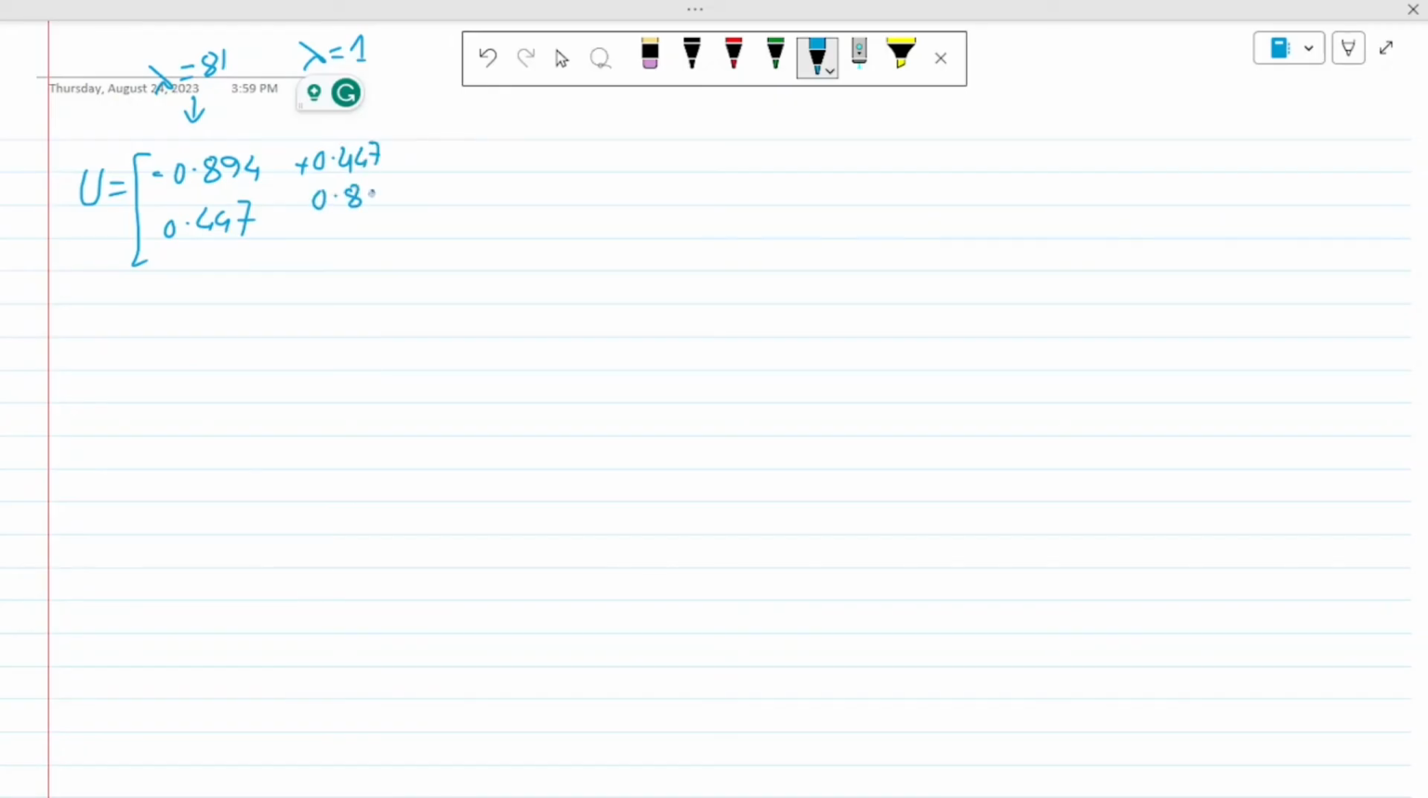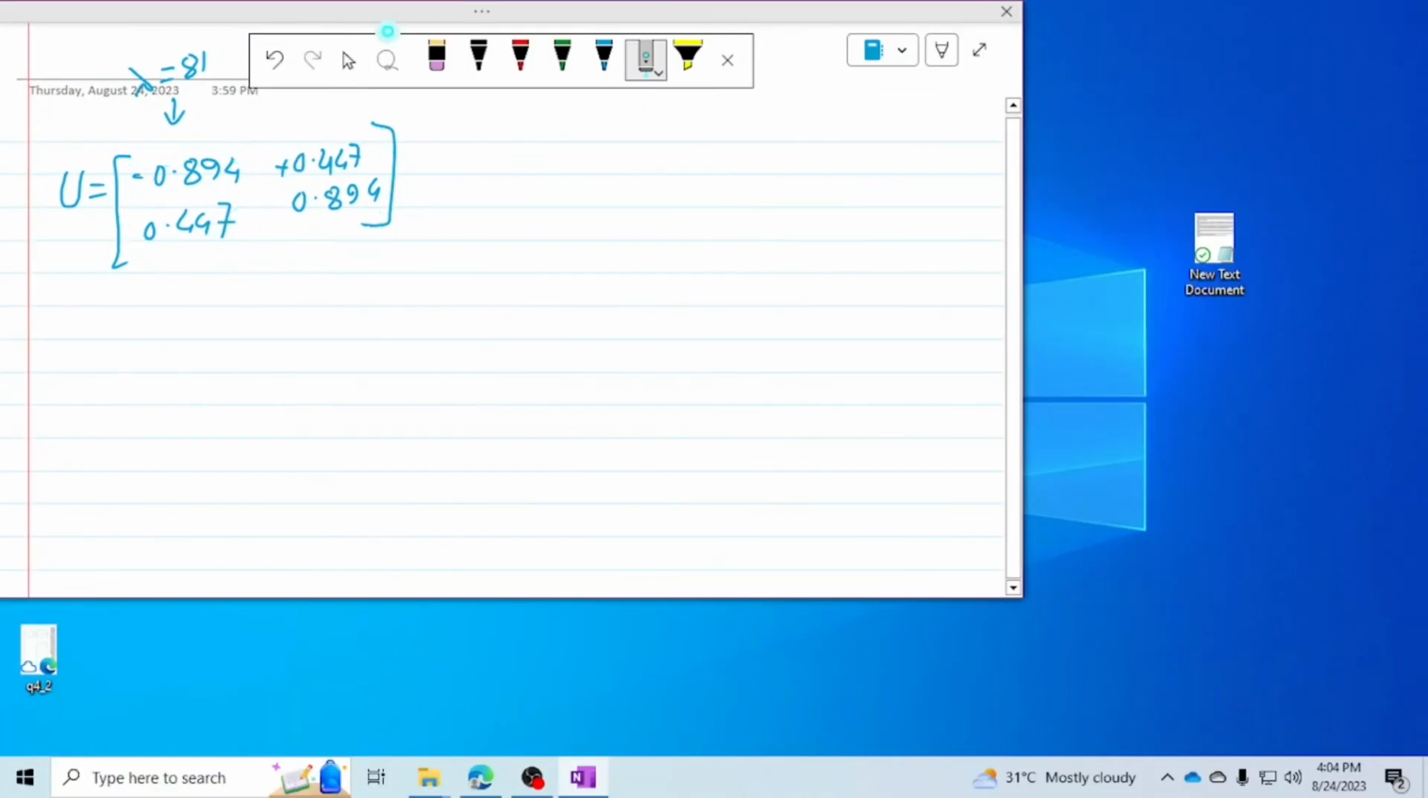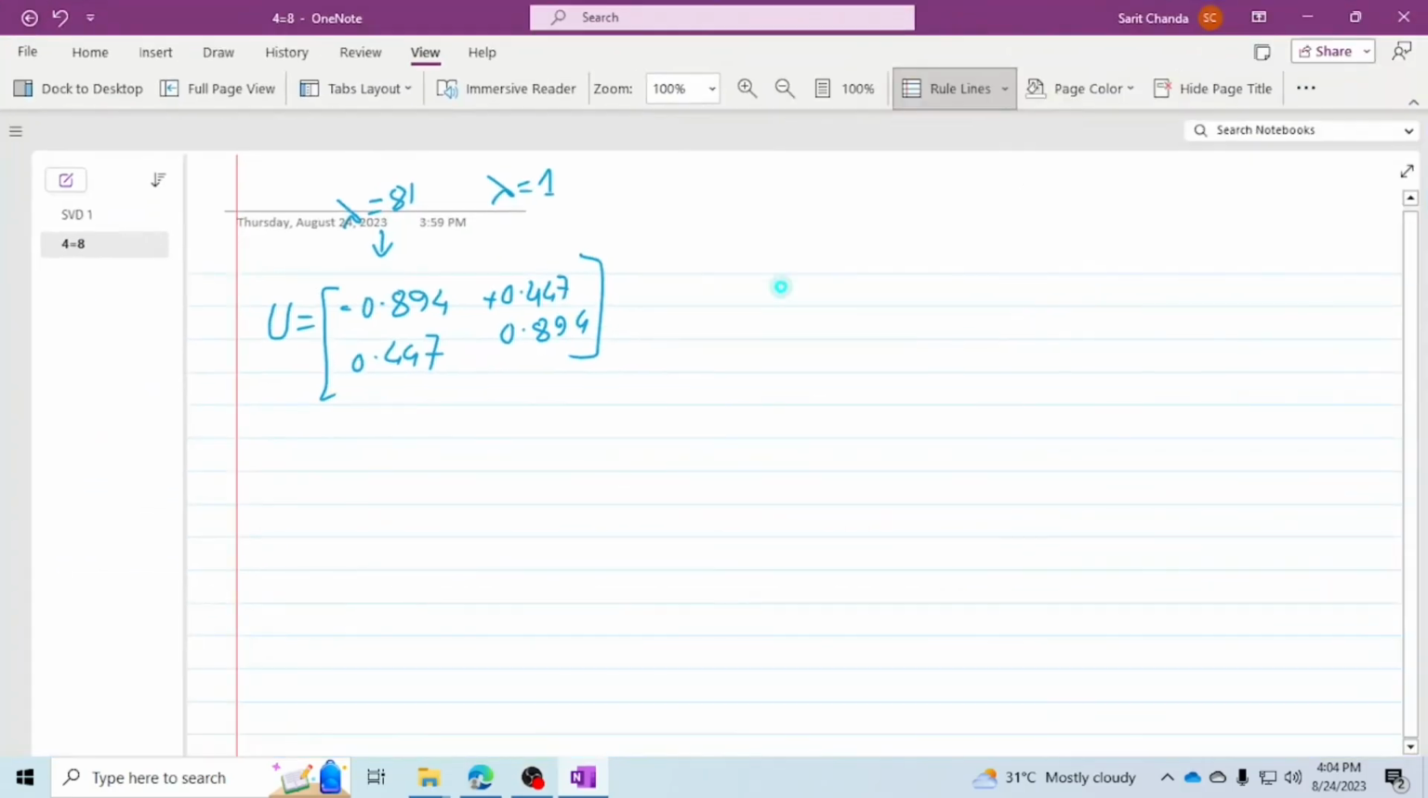So finally our U matrix, let me write it in the second page. U equal to, from first matrix we got 0.894 and 0.447. So these two values we got when lambda was 81. And when lambda is equal to 1, what were the eigenvectors? Eigenvectors we got plus 0.447, and second value we got 0.894. So this first one we got when the lambda was 81, and these two values we got when the lambda was 1.